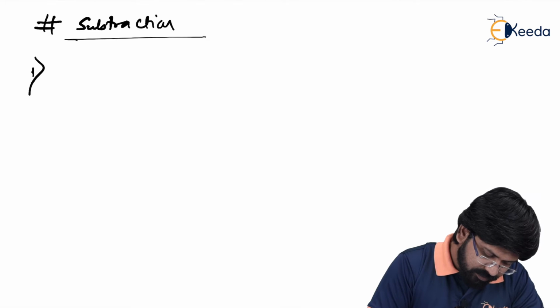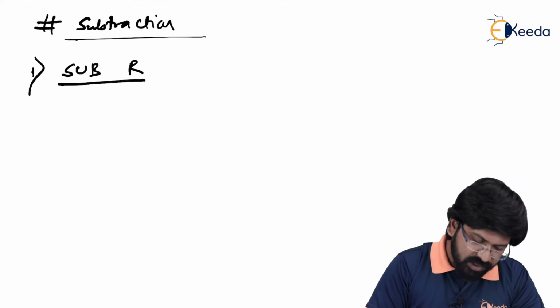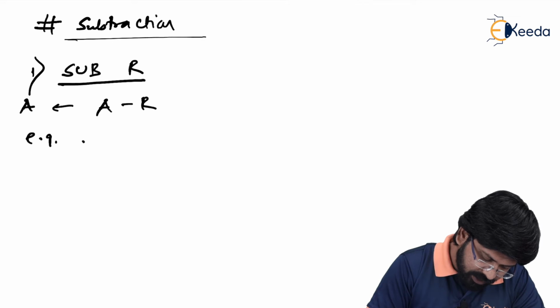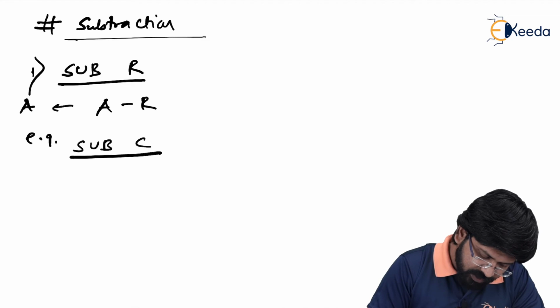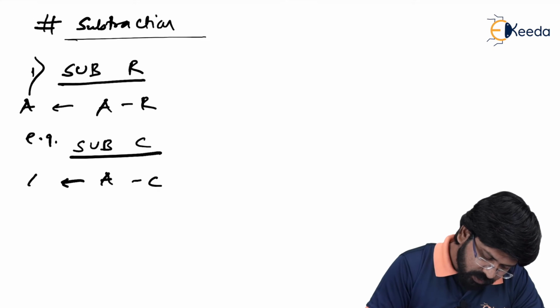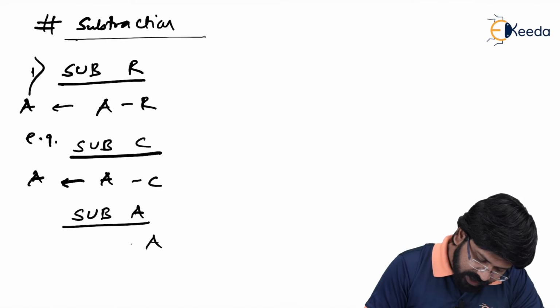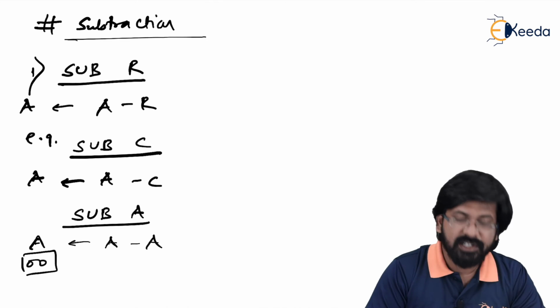Suppose we have the instruction SUB R. The working of this instruction is like this: A minus R goes to A. For example, I can write SUB C. So what it does, it subtracts C from A, and the answer goes to A. In fact, you can write an instruction like this, SUB A. So what it does is A minus A, and the answer goes to A. Irrespective of the value of A, the result is of course 0.